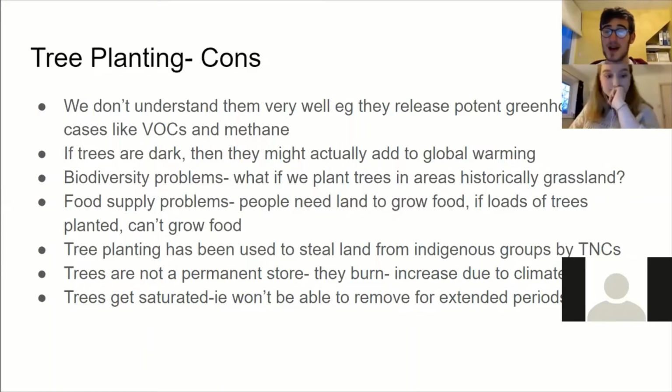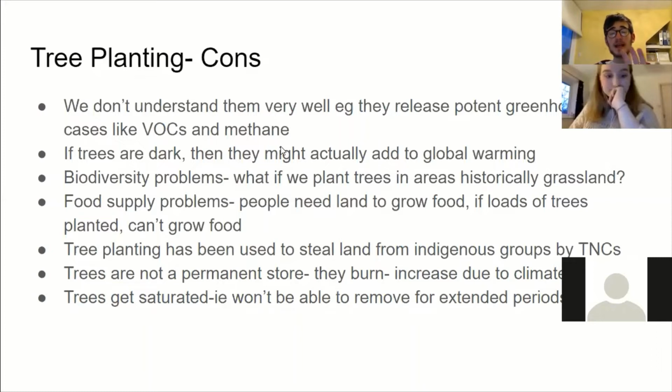As I said, trees are great, and we should be planting as many of them as possible, but they're not enough. And also trees get saturated as well. Before we started emitting carbon dioxide into the atmosphere, the world wasn't getting cooler, even though we had way more trees then. Because once trees have removed a certain amount of CO2, they don't actually remove any CO2 anymore. So they won't be able to remove carbon dioxide on the scales and for the amount of time that we really need them to do.